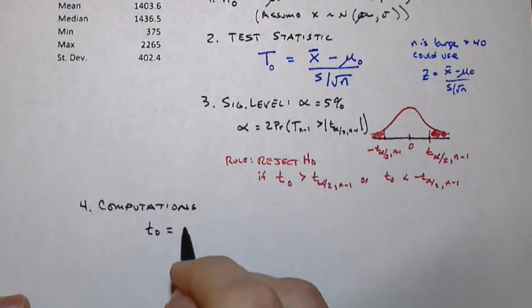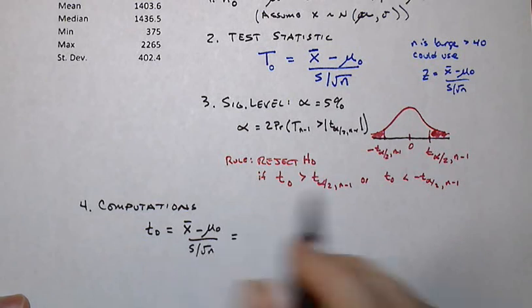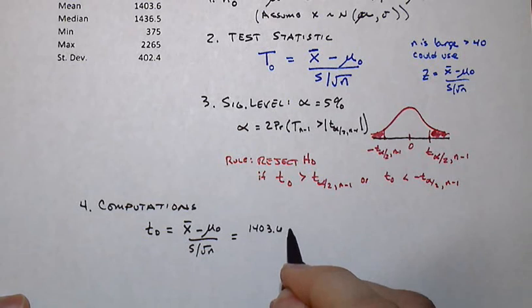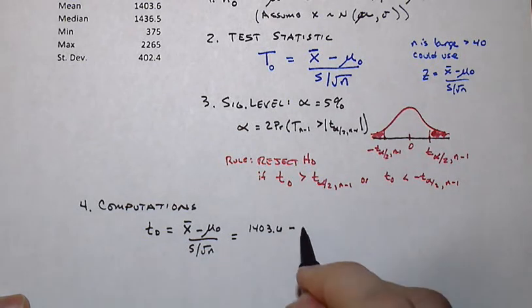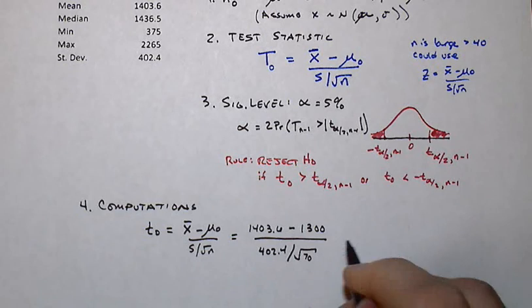So for our computations here, we need to go get our T naught value. That's equal to x bar minus mu naught over s over square root of n. And so our x bar is 1403.6, minus our mu naught of 1300, divided by our standard deviation of the sample, 402.4, divided by square root of 70. Right, and that is about 2.16.